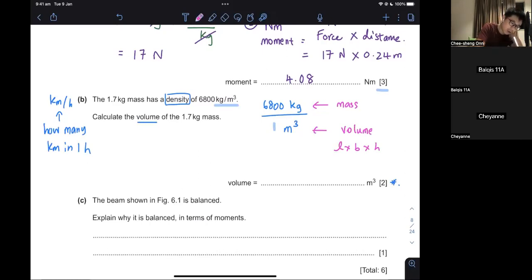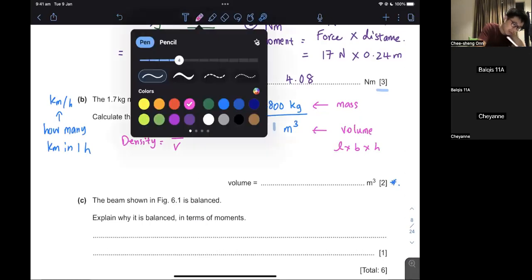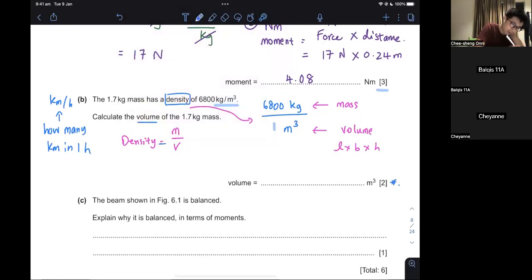Well, I need to know this is density, first of all. So density is equal to mass over volume. I can know this formula, or I can see from the units, mass over volume. It's very obvious, mass divided by volume. What do they want? They want volume. So I bring up the volume to the other side first. You can try and do it step by step. Don't try and do everything in one go.